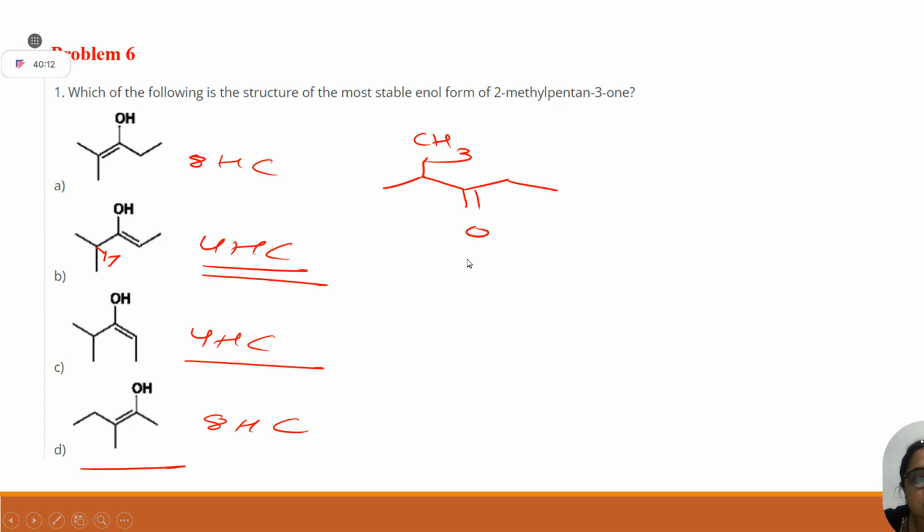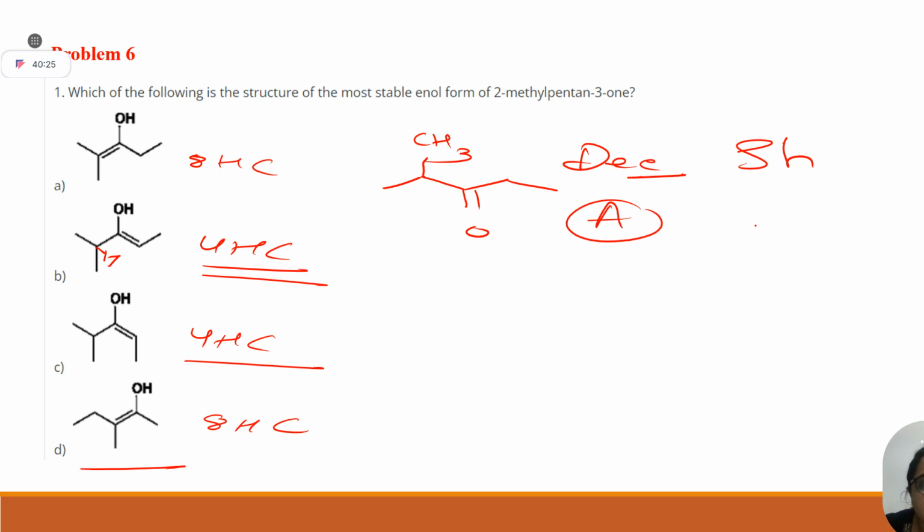So, Dipali, what is your answer? Among A and D, which is more stable? Ma'am, A. A. Okay. And Shubham, you? Ma'am, option A, because D is not the enol form of 2-methyl pentan-3-one. And this is not 2-methyl 3-pentanone?